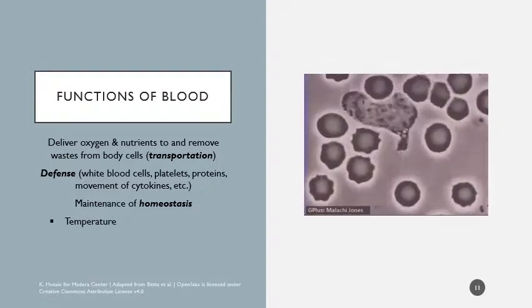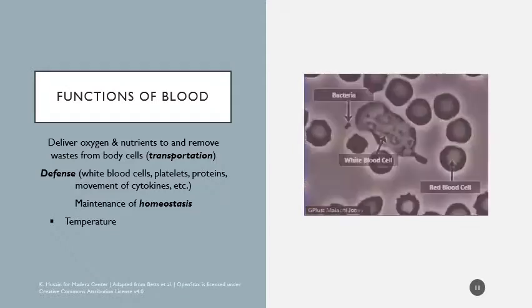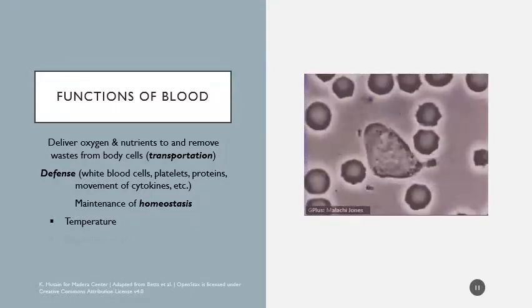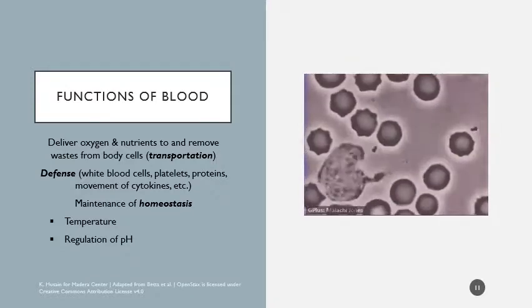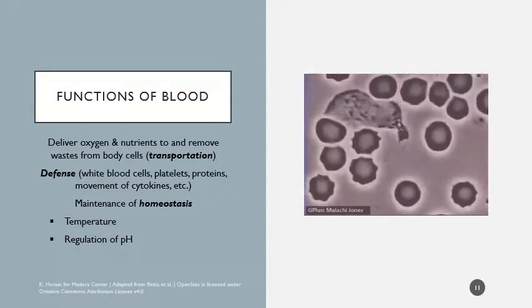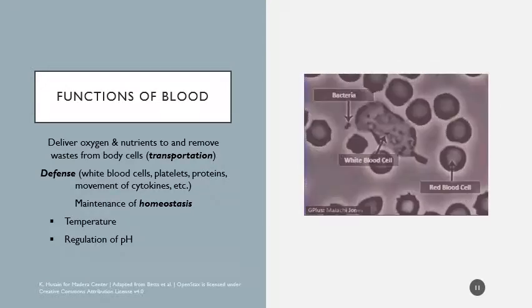One is temperature, thermoregulation, the movement of blood, maybe keeping it deep within our body or taking it more to the surface so that heat can be given off. That helps regulate our temperature. It also helps regulate our pH. So we're going to talk later in the semester about acid-base balance, kind of thinking about the role that the lungs are playing in this and the role that the kidneys are playing in this.